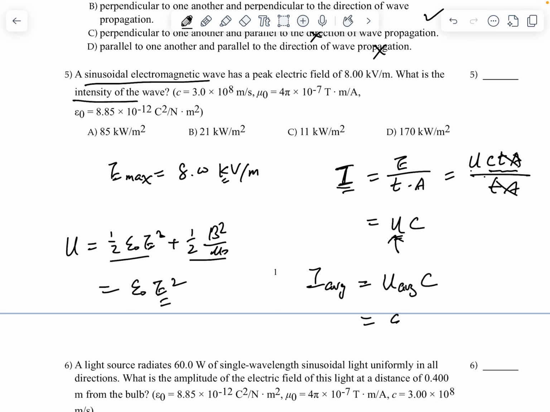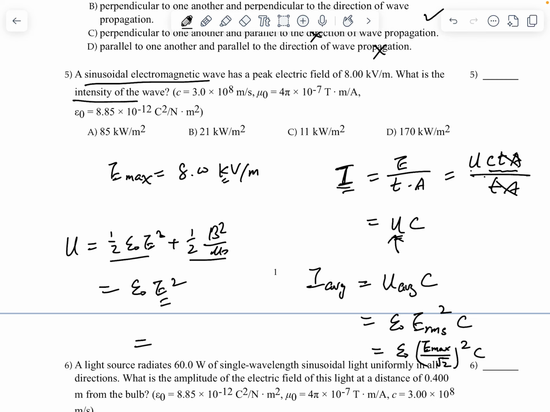So what's the U average? You use the root mean square: epsilon naught E root mean square squared, times C. What is the root mean square? Epsilon naught, E max divided by square root 2, squared, times C. All right, so everything is in place.